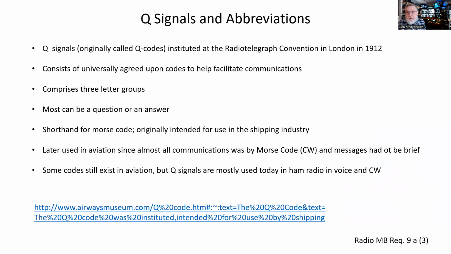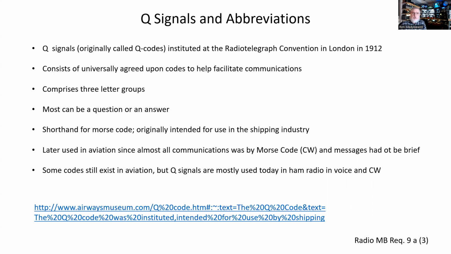Okay, Q signals and abbreviations. Back in the very early days of radio, everything was Morse code. Of course, in the Titanic days, 1912 and so on, everything was done by Spark and Morse code. There was no voice, so things needed to be abbreviated to facilitate communication. So this group, which was the aviation group actually, had come up with a list of 3-letter codes that meant particular things in communications. And they became Q signals.